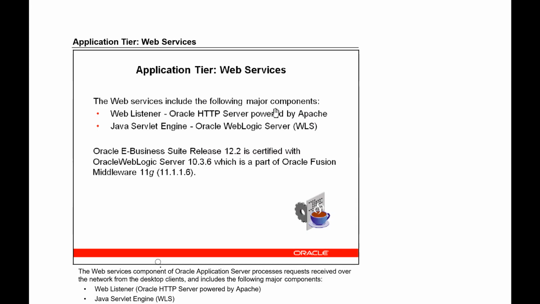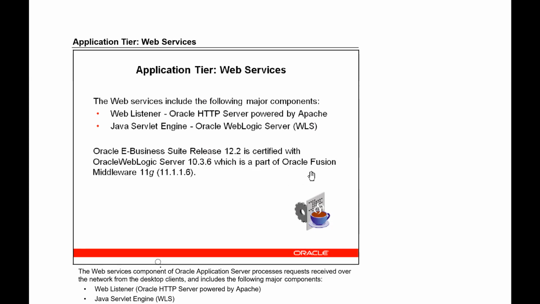The web services include the following major components. You have a web listener and a Java servlet engine. The first thing you access is the HTTP server, the Oracle HTTP Server, which is powered by Apache. Oracle basically purchased Apache and gave it the name Oracle HTTP Server. And for the Java servlet engine, for different requests, you have Oracle WebLogic Server. Oracle E-Business is certified with Oracle WebLogic Server 10.3.6, which is part of Fusion Middleware. So as part of Fusion Middleware, you have WebLogic installed.